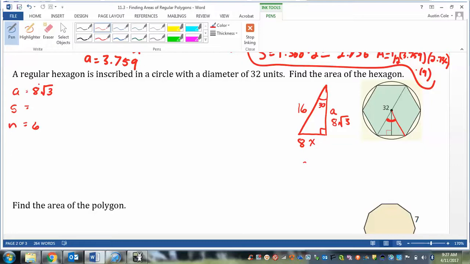What's our side length? 8? Would you agree that this right here is 8, guys? So I need the whole darn thing, which is 16. So I've got everything now. My area is going to be 1/2 my apothem times the number of sides times the side length.